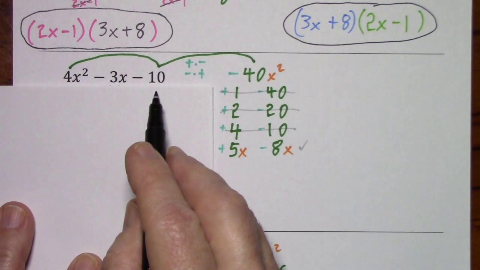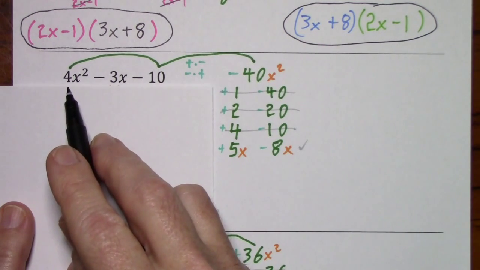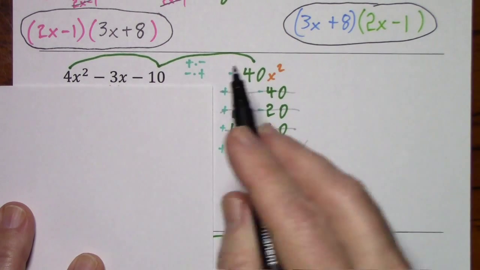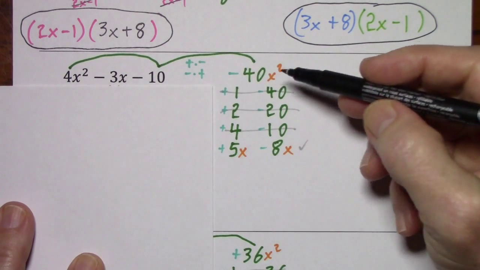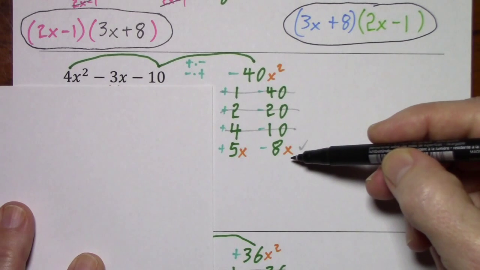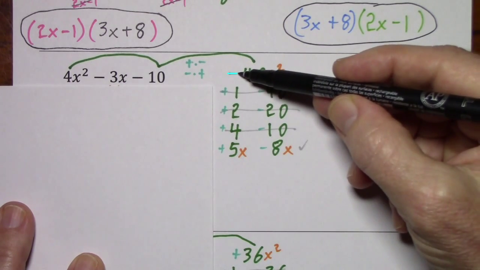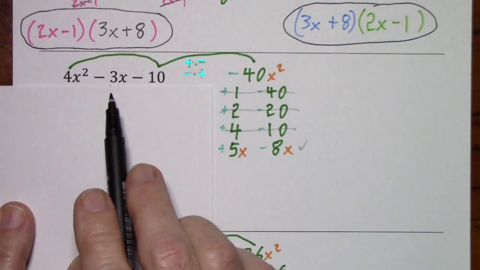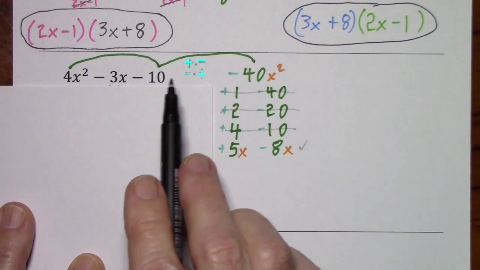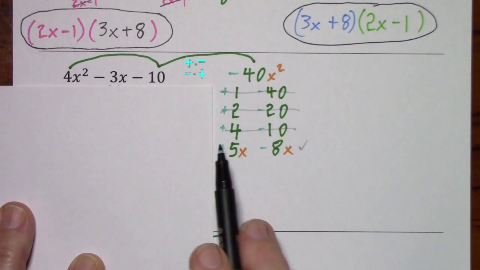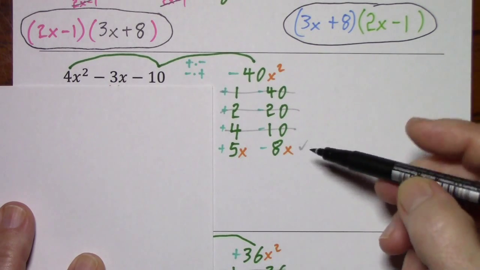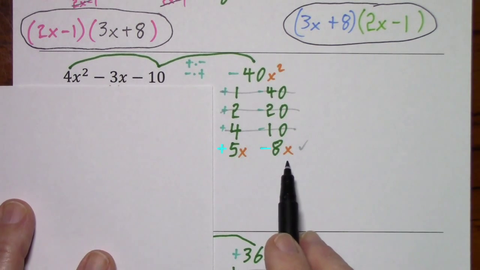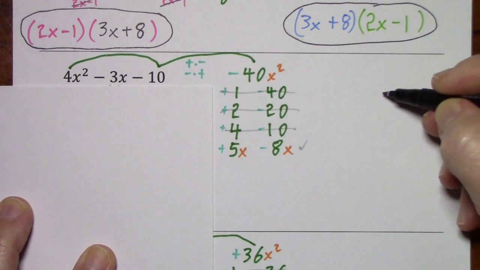So you have this polynomial, leading coefficient other than 1. Multiply 4 times negative 10. This gives you a negative 40. You list all the factors. You pay attention to the sign. So you're looking for a difference of negative 3. You look down the list and you settle on positive 5x, negative 8x. Give yourself a 4-chamber box.